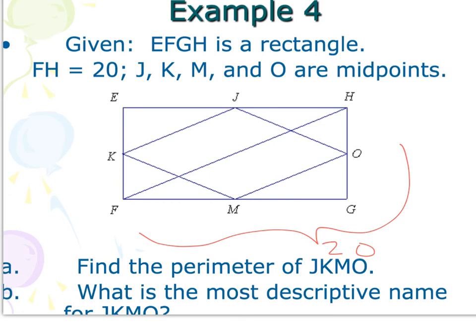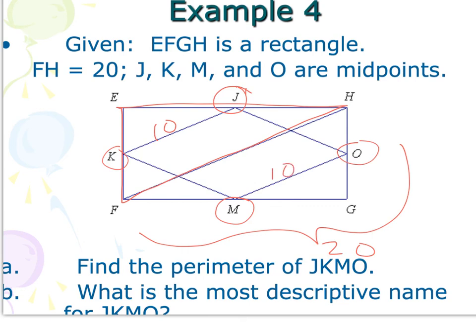Well, if KJ, O, and M are all midpoints, let's isolate this guy right here. I know that it's 20 for FH, right? And if K and J are midpoints, that makes this a midline, and this has to be 10. It's half the length. Same thing can be applied over here.